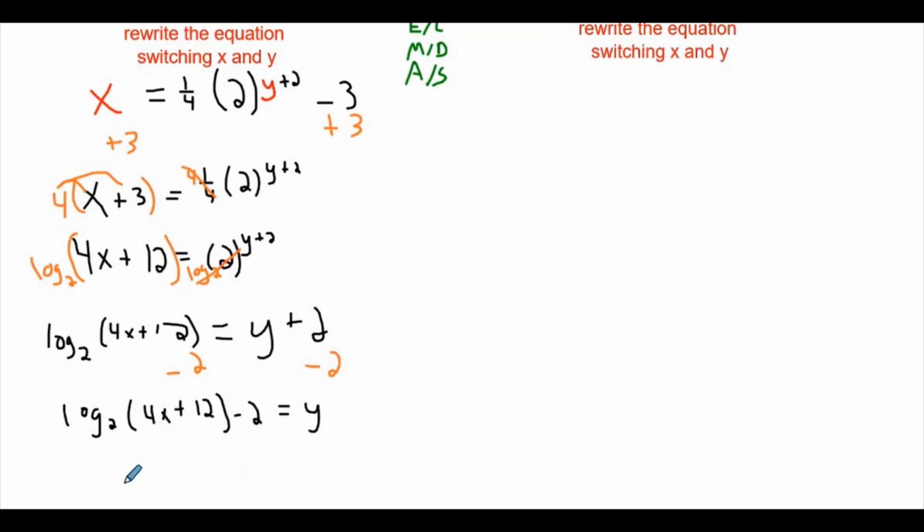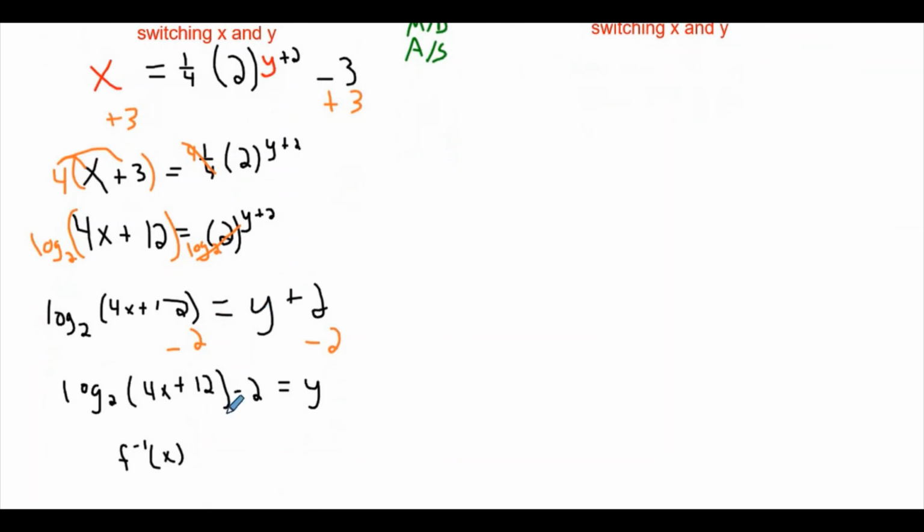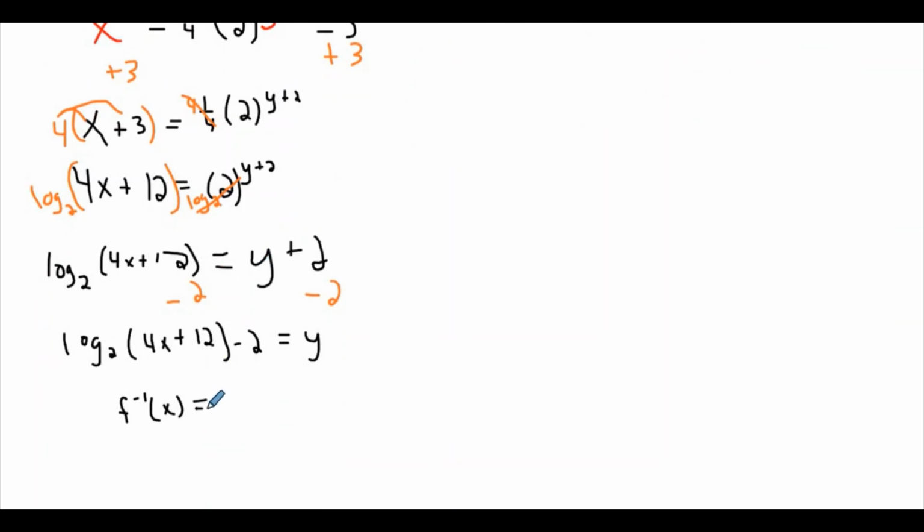And our last step is to then rewrite it using the inverse notation, because this y right here, notice there was never a y in the problem. The y is just easier to write down than f inverse the whole time. So just make sure at the end you then correctly write down the inverse notation for that problem.